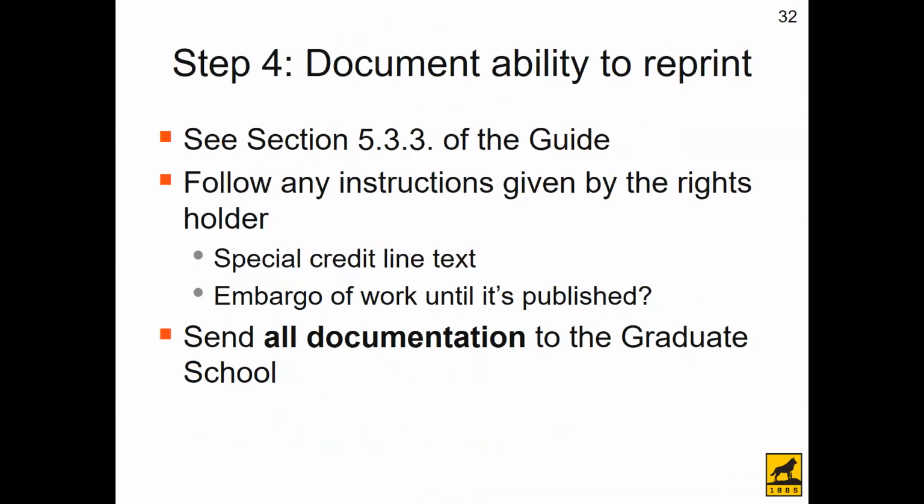And then you want to document that you have the ability to reprint. And again, the guide has additional information on that. Sometimes your rights holder will ask you for special things. So they'll say, we want you to put a certain credit line in. They might ask you for an embargo of your work until a certain period of time. And the graduate school will need to see all that documentation. All that documentation needs to be sent to the graduate school. And I'll talk about how to do that next.